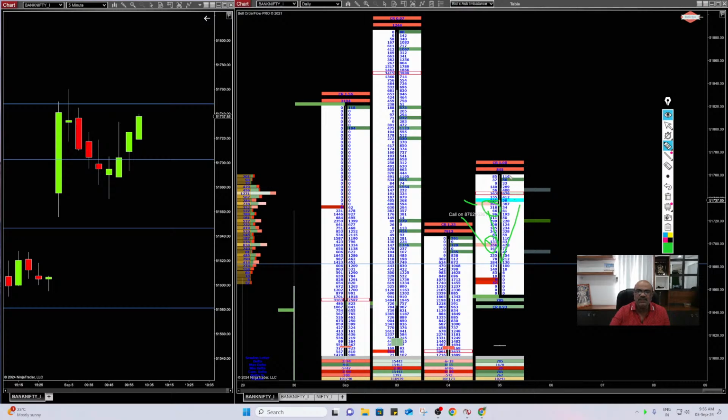If it breaks the day high, probably it will go up and break this high. My immediate target is that blue line, 51,755 or 50. The first day high candle is my immediate target. It touched and it is coming back.